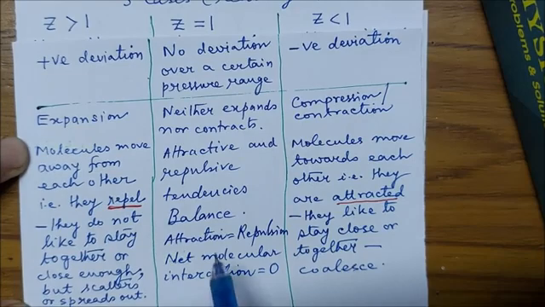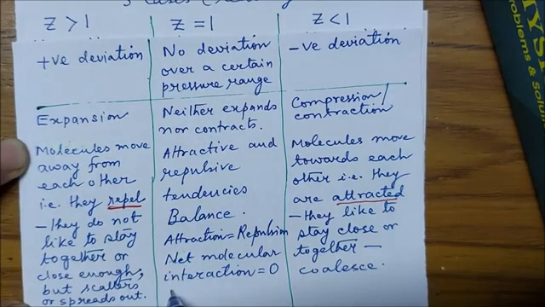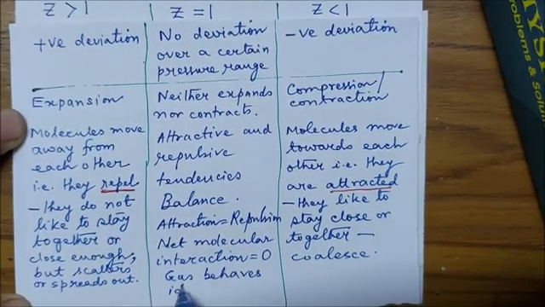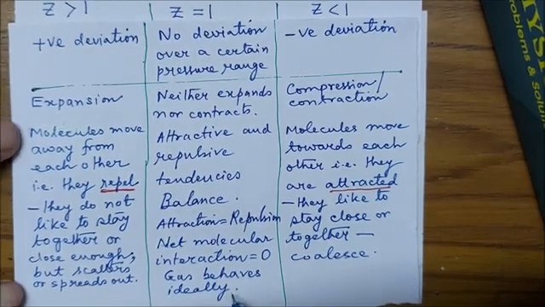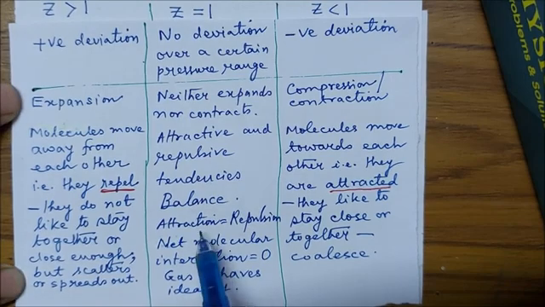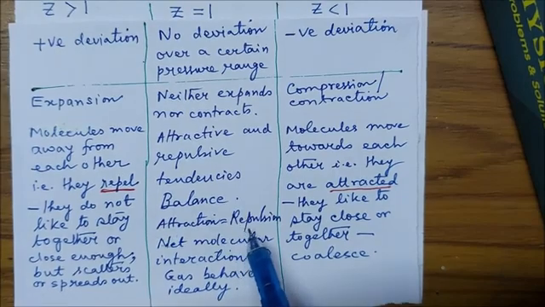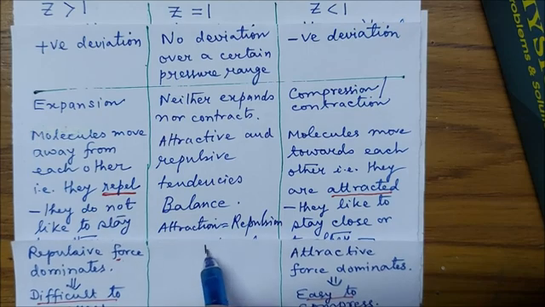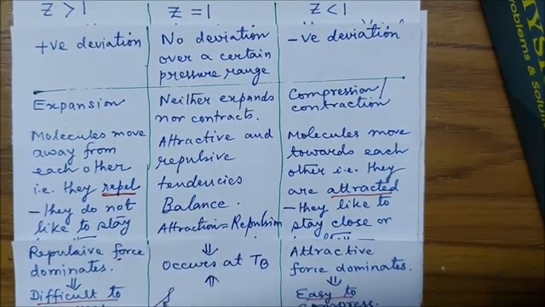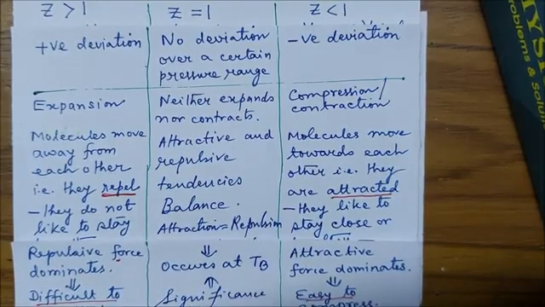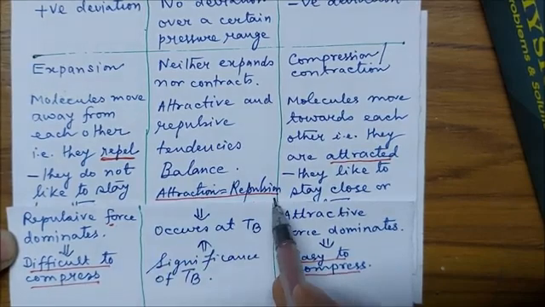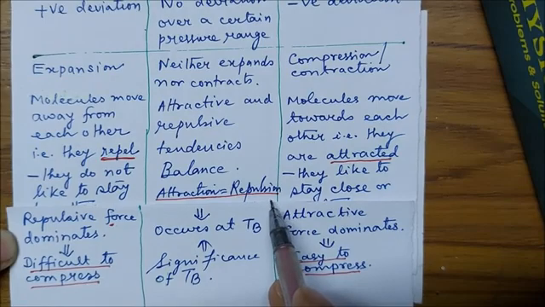So we can state that Z is equal to 1 corresponds to an ideal behavior of the gas. And this occurs at Tb, that is the Boyle temperature. So this is another significance of Boyle's temperature, at which attraction and repulsion cancel out because they balance each other, making net molecular interaction vanish. So this is the significance of Boyle temperature. We shall make a gist at the end of this lecture regarding significance of Boyle temperature.